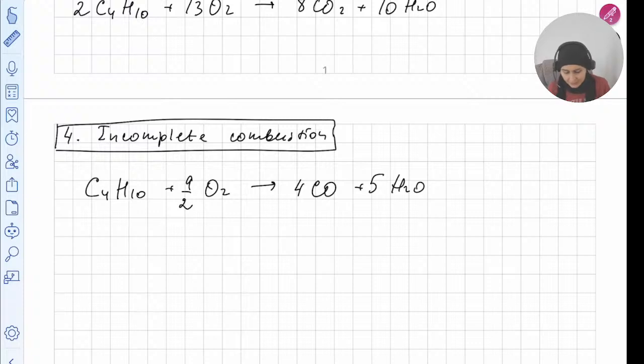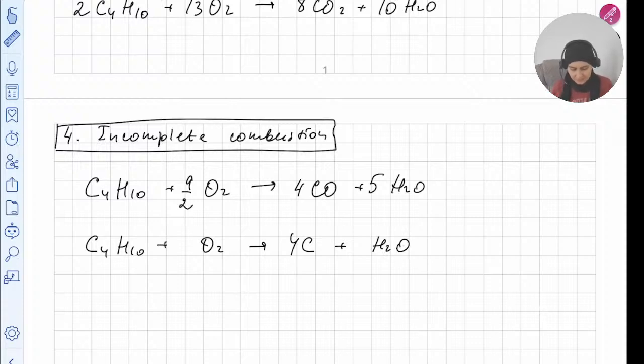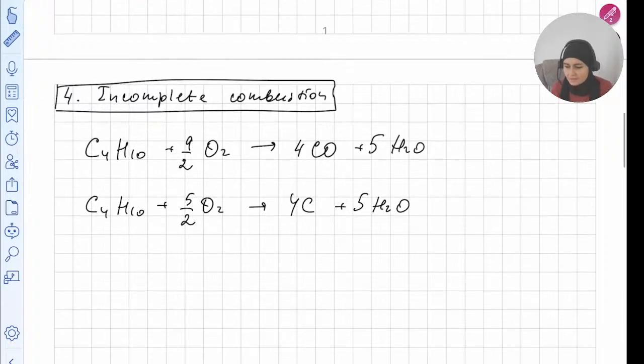Good. Now let's make carbon. If you have even less oxygen, it forms carbon and water. So balancing carbon, balancing. This was the worst example possible with butane, right? I always get fractions. And now it's 5 over 2. Or double all the coefficients if you can't stand those fractions. Fine. That's incomplete combustion.